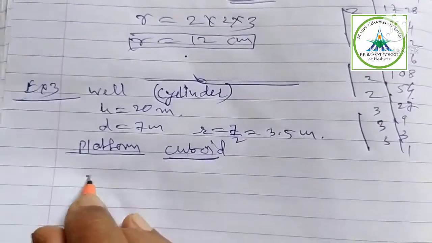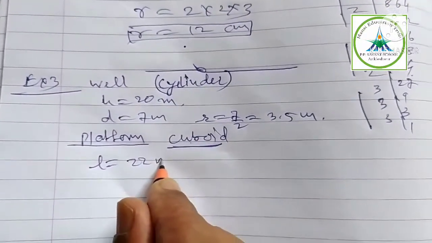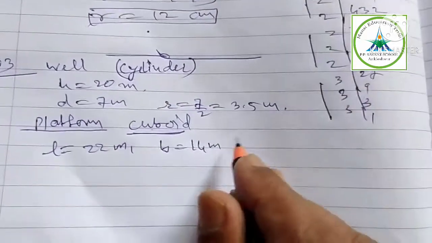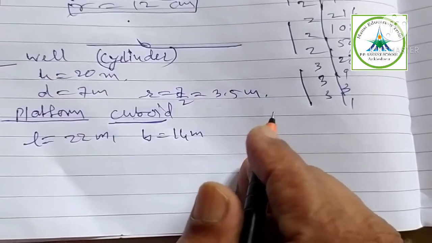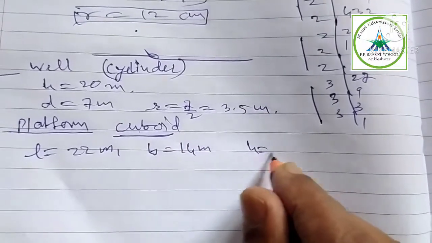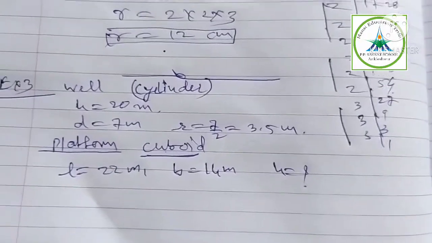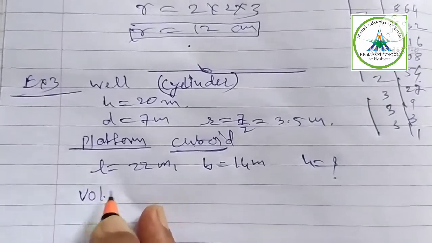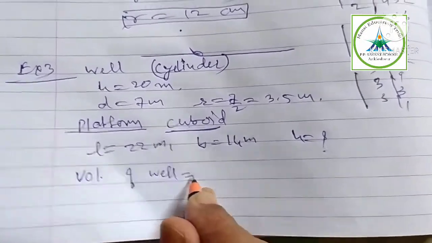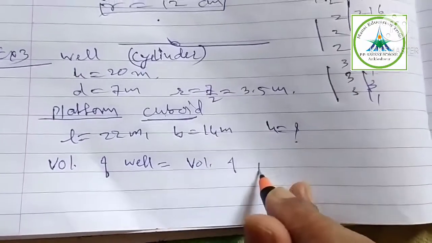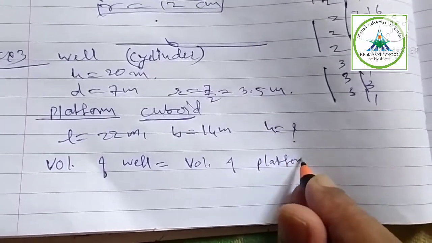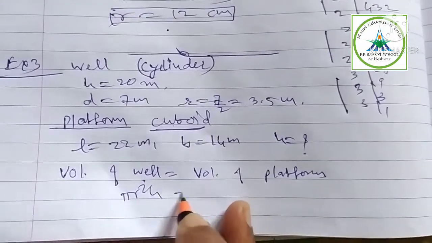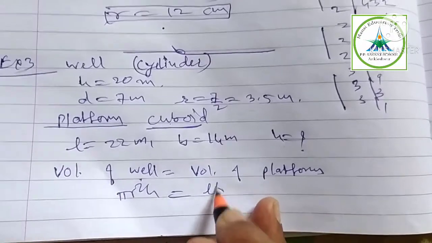Now see, you are given length equal to 22 meter, breadth equal to 14 meter. Now height is asked, question mark. Now let us find: the volume of the soil removed will be equal to the volume of the cuboid. Volume of well is equal to volume of platform. The well is a cylinder, so the volume of the cylinder is pi r square h. Volume of the platform, that is a cuboid, is L B H.